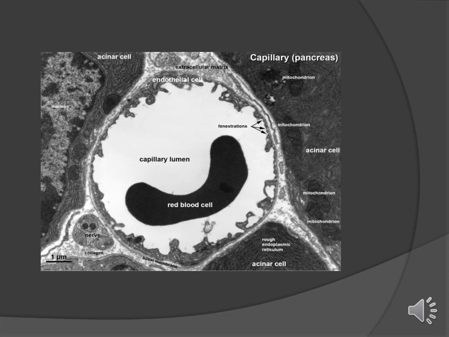This slide shows a cross-section of a capillary, which is lined by endothelial cells. Very thin squamous flattened cells with typical cellular organelles, and the part where the nucleus is located is thicker and bulged into the lumen of the capillary.